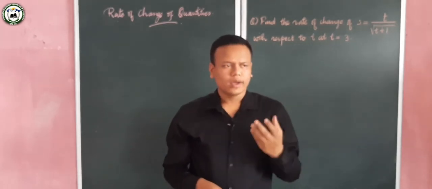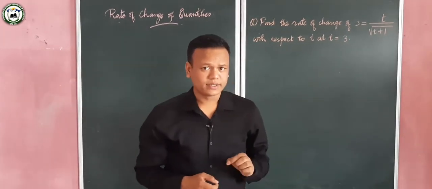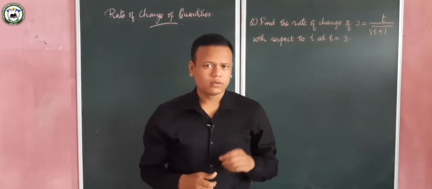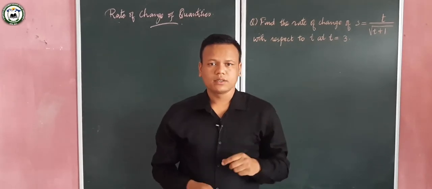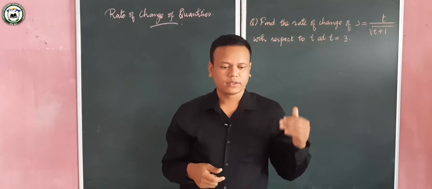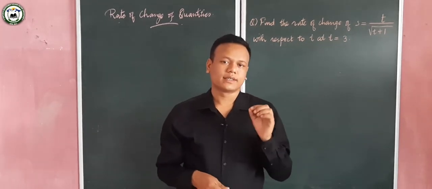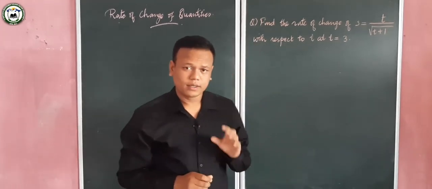Now you have already seen rate of change of quantities in your class 11 physics as well. For example, you learned about velocity, you learned about acceleration, right? So all these come under the very same topic. Later on when we are solving problems, you'll come across sums which you have already seen in your class 11 physics as well, right? So let's try to understand the topic again.